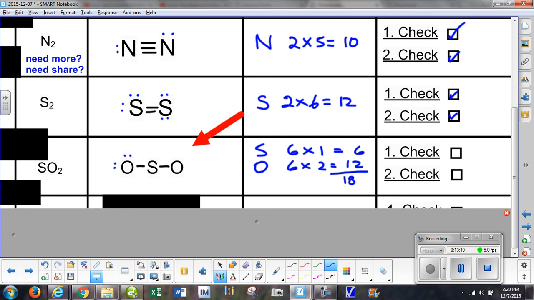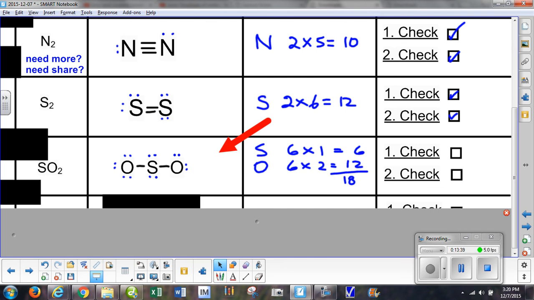1, 2, 3, 4, 5, 6, 7, 8, 9, 10, and I have 11, 12, 13, 14. Now I have all the electrons there that I should have, and that number is here. So I look over here and I say 2, 4, 6, 8, 10, 12, 14, 16, 18 total. So I got the right total.